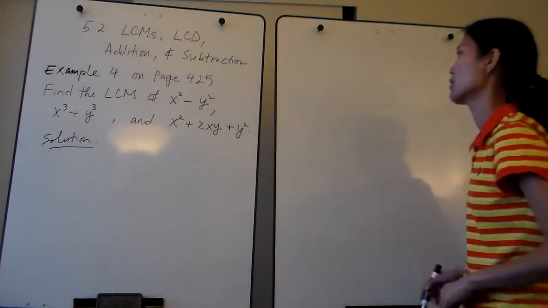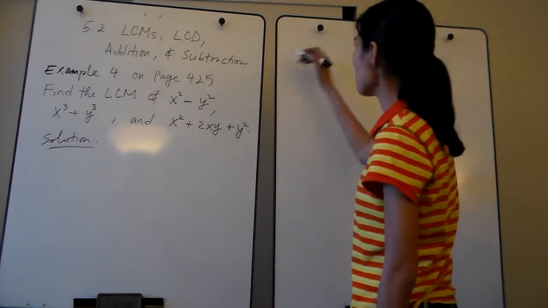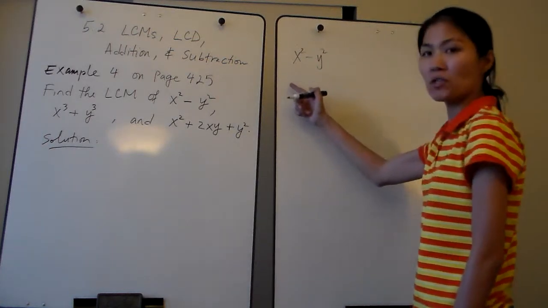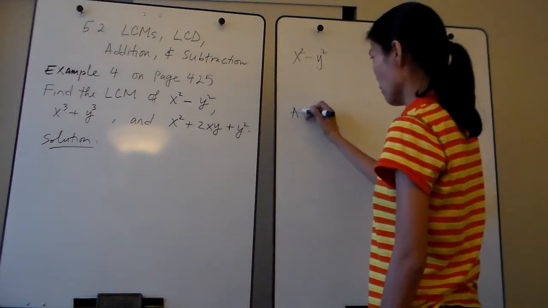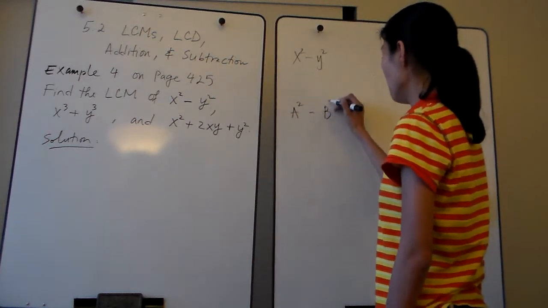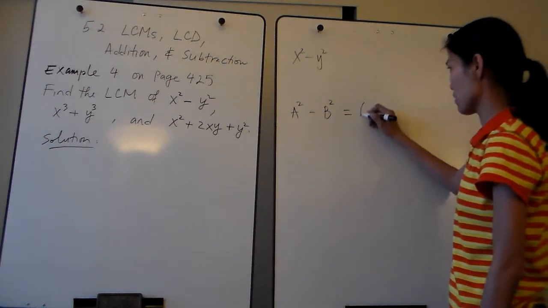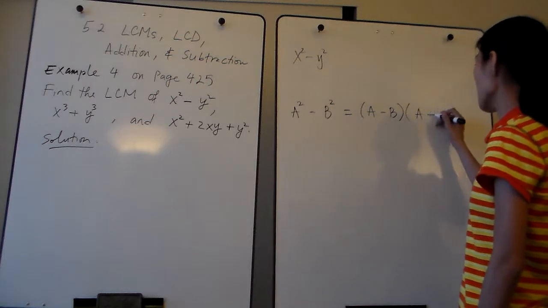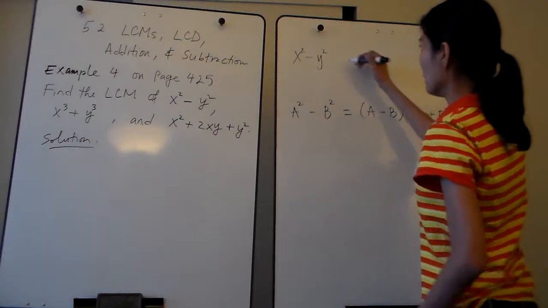All right, let's factor each expression. The first expression is x squared minus y squared. When you see x squared minus y squared, we learned a similar formula, a squared minus b squared. You can factor this into a minus b times a plus b. So I'm going to use this formula.